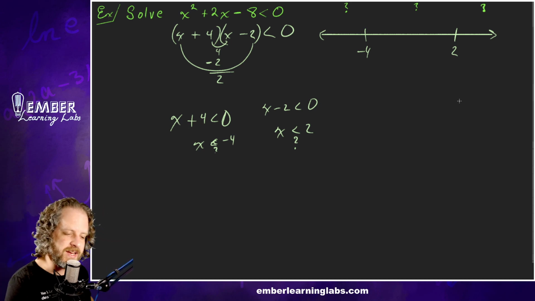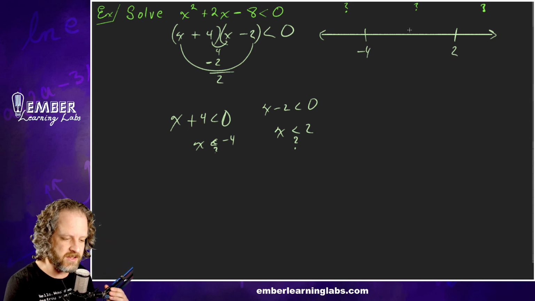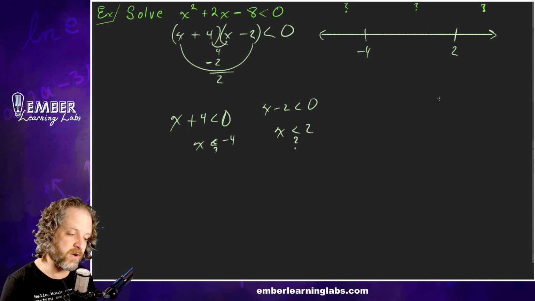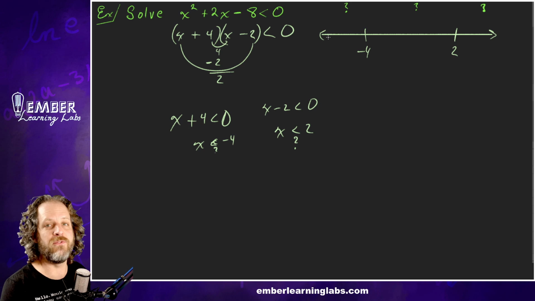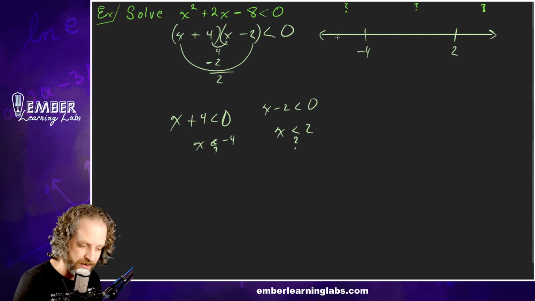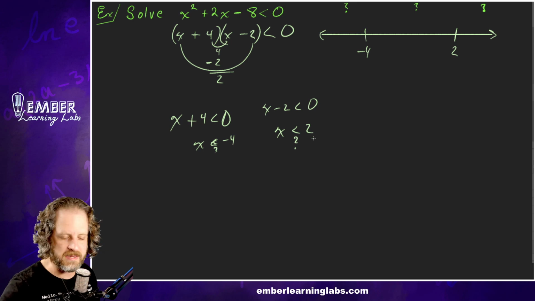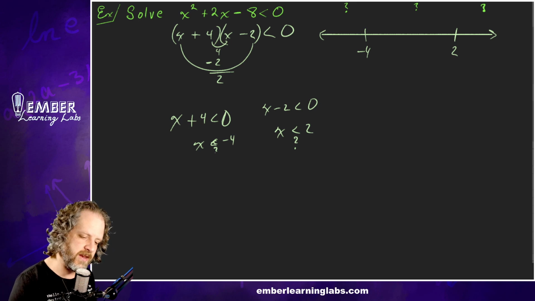All right? So we need to check each one of these zones here and see whether it works. So let's pick a number over here. I'm going to pick -5. We could pick -2,336 if we wanted. I'm just going to put -5 because -5 is over here. Seems reasonable. So let's plug that in here.